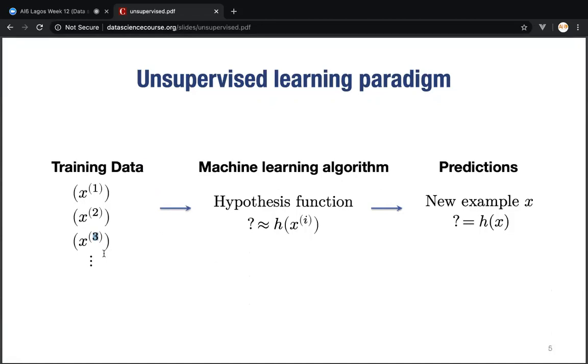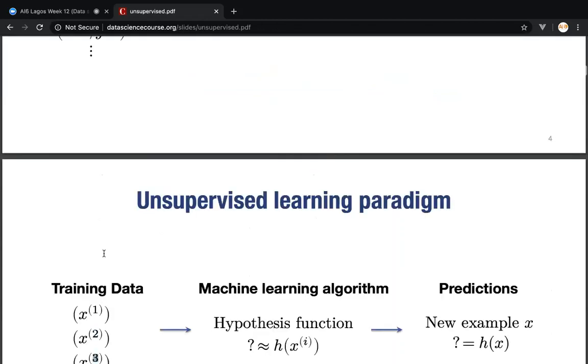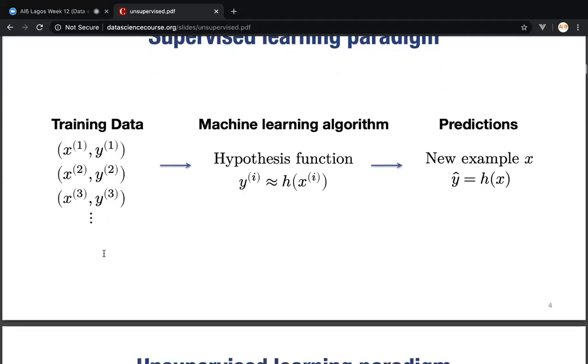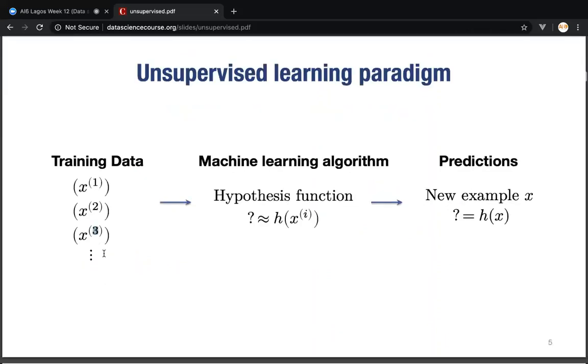Sir, can you go back to the difference in the training? Yeah. So the difference I'm looking for is the difference in the training data. You don't have an expected output for the unsupervised learning. Okay. Yeah, so that's right.